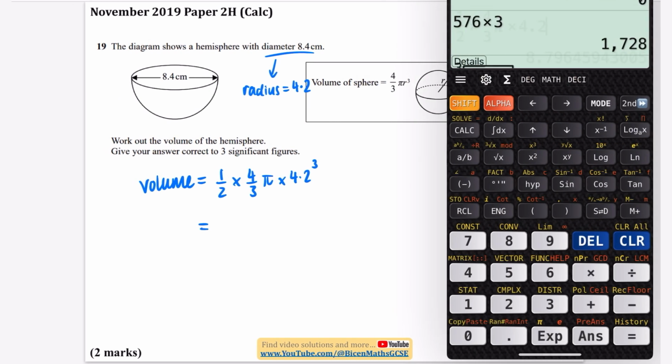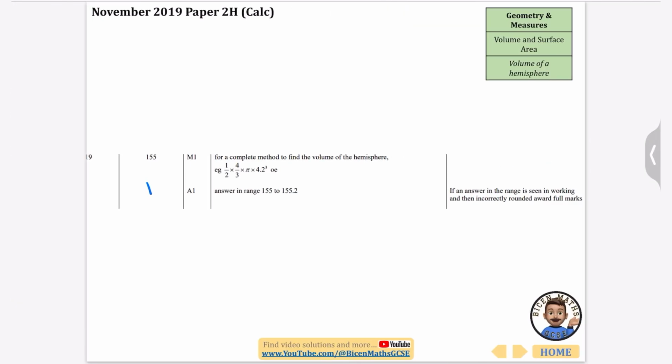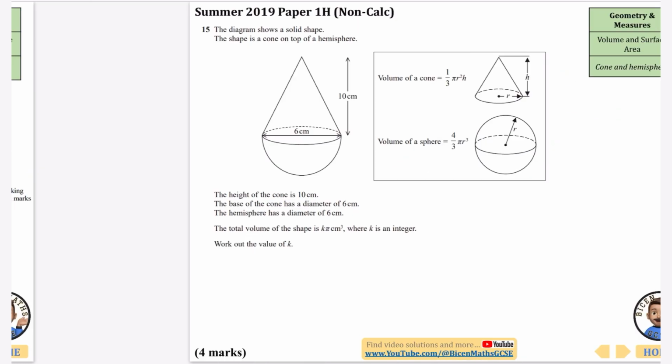Cubed. So I'm just going to make sure I type that in with it being cubed. And we get to 3 significant figures. It is 155 centimetres cubed, and that is 3 significant figures. Let's double check we've got that one right. So yep, we do have the 155 that we get there. We did get that one correct for those 2 marks.